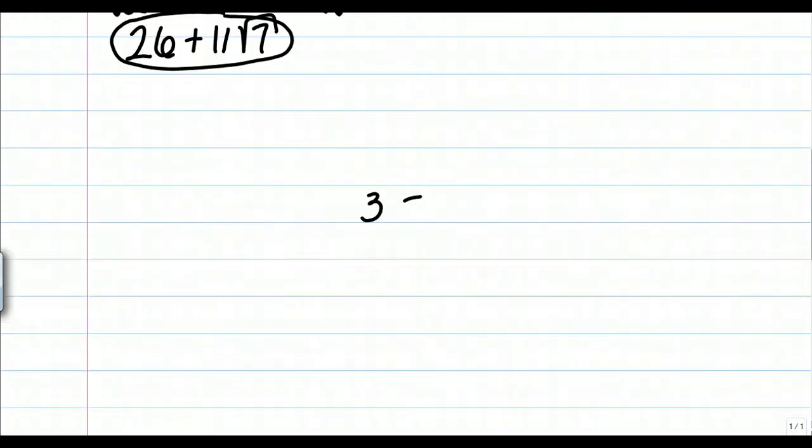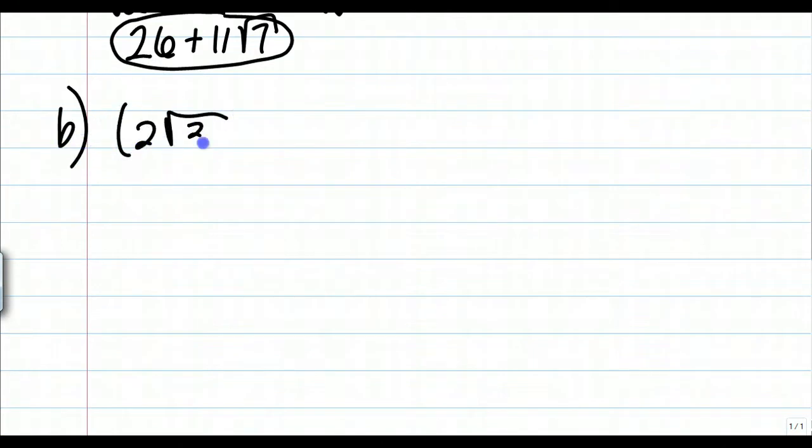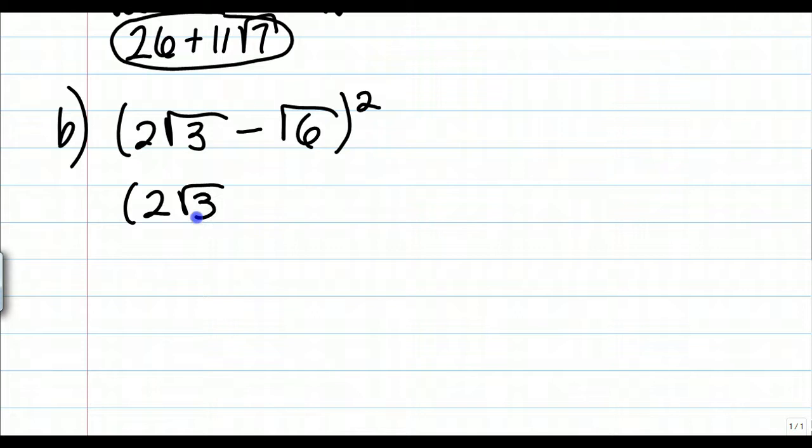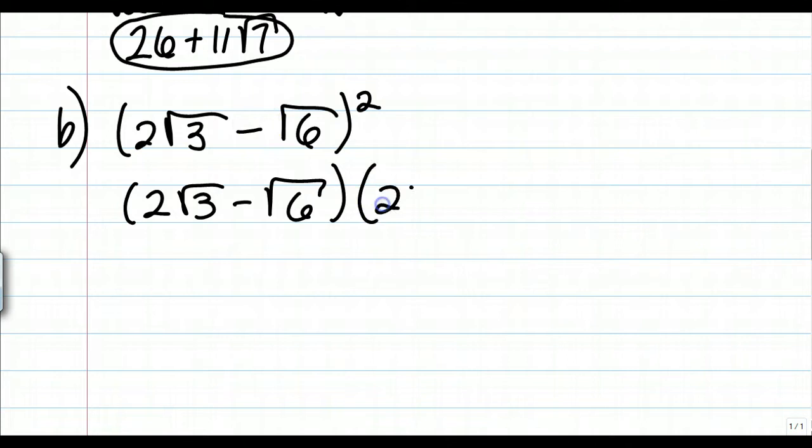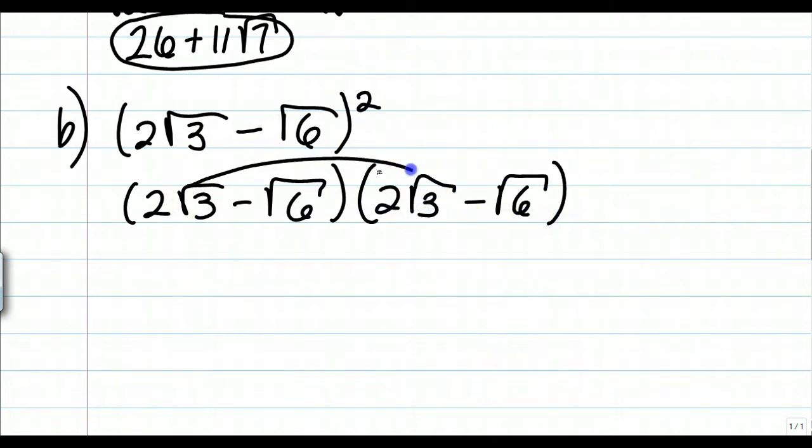B is 2 square root of 3 minus radical 6 squared. So whenever you have it squared, you have to write it twice. Remember, you're not allowed to distribute the 2 because there's a negative here, or a subtraction sign, however you want to think of it. And you have to FOIL these.